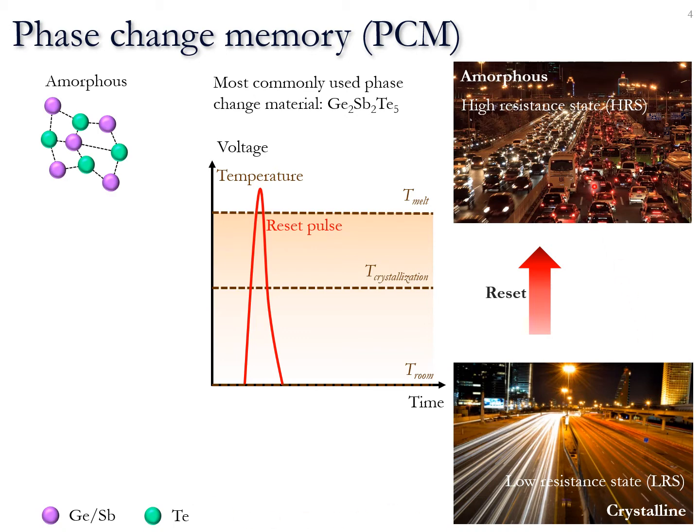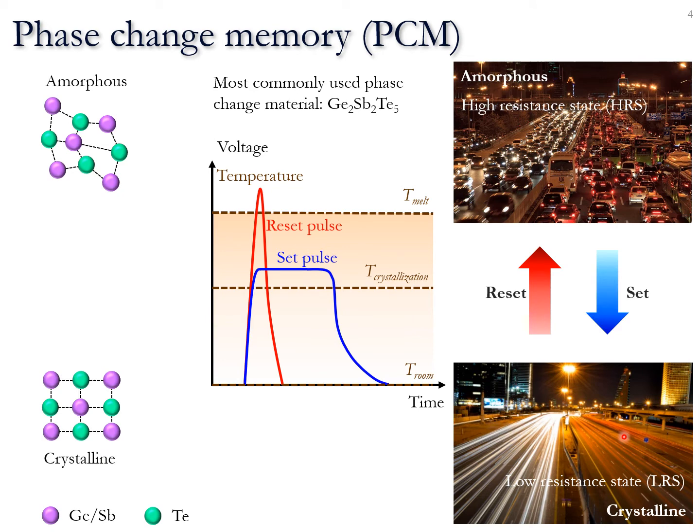Now, when we want to go from the high resistance state to the low resistance state, or when we want to set the cell, we apply a set pulse. In this set electrical pulse, we have a lower amplitude as compared to the reset pulse. Also, in the set pulse, we have a longer fall time. And during this fall time, the disordered atoms in the amorphous state get enough time to get into their ordered structure, the crystalline structure. Now, in the crystalline state, we have low resistance because of this ordered crystalline lattice.